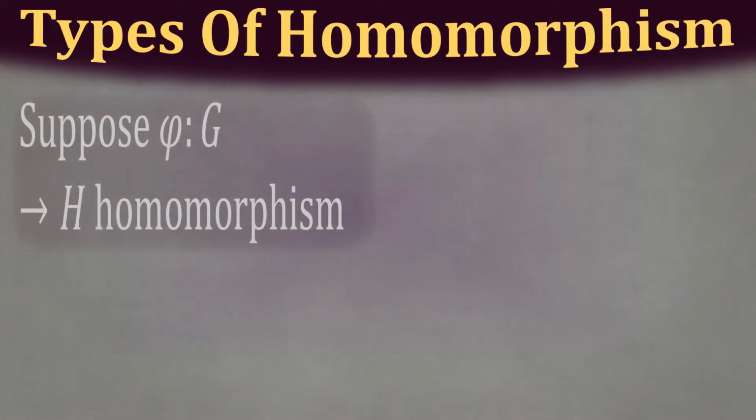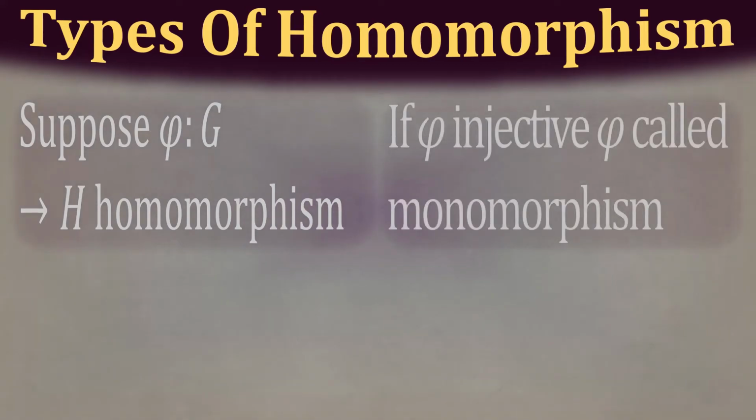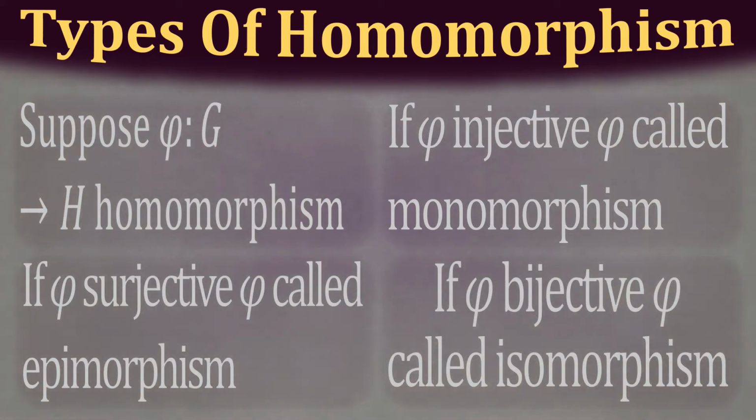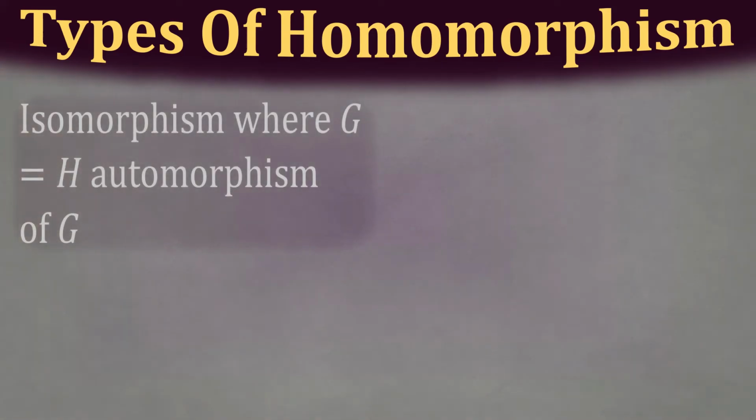Next, let's define the types of homomorphism. Suppose that phi from G to H is a homomorphism. If phi is injective, then phi is called a monomorphism. If phi is surjective, then phi is called an epimorphism. If phi is bijective, then phi is called an isomorphism. An isomorphism where G is equal to H is called an automorphism of G.